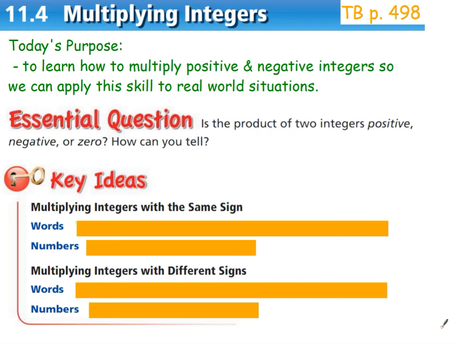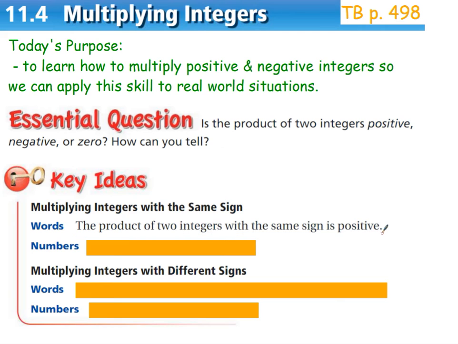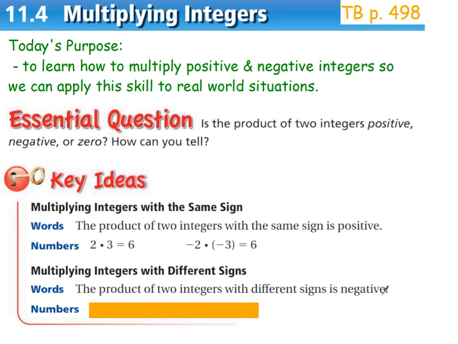The first one is multiplying integers with the same sign. So, for example, if you're multiplying two positives or multiplying two negatives, the answer is always going to be positive. So 2 times 3 is 6, but also negative 2 times negative 3 is 6 as well. Two negatives make a positive. If we are multiplying two numbers with different signs, the product is going to be negative. So for example, if one of the numbers is positive and one's negative, the answer would be negative.